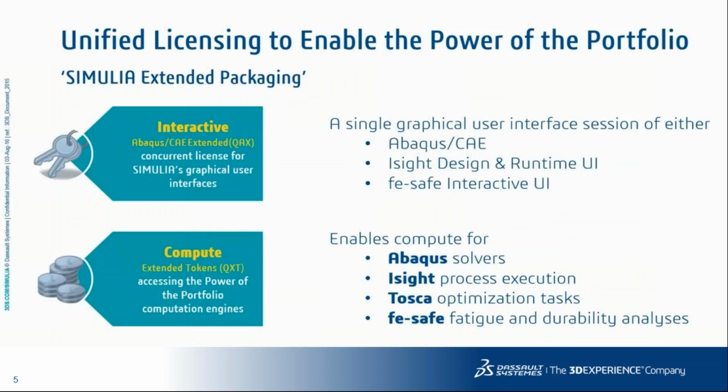With the culmination of all 4 softwares, we are able to run the analysis. Here the SIMULIA Extended CAE is used for interactive purposes, in a single graphical user interface session, to work on either Abaqus CAE, Isight, or Tosca at a time. The solver tokens are more powerful tokens to compute the analysis that we give, like the Abaqus solver, Isight process execution, Tosca optimization tasks, and fe-safe for durability and fatigue related analysis.